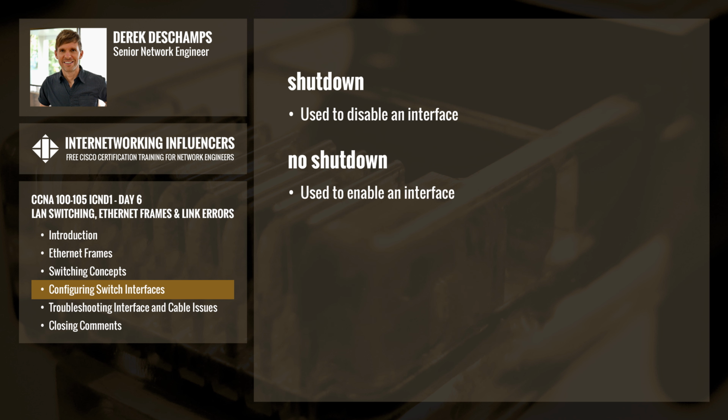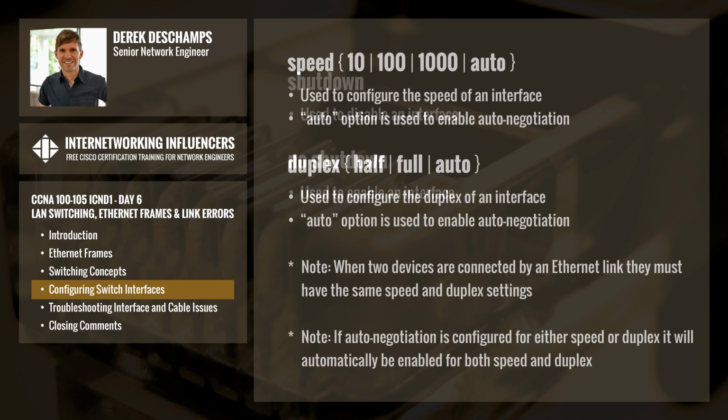The shutdown command is used to disable an interface. The no shutdown command is used to enable an interface. The speed command is used to configure the speed of an interface. The speed command with the auto option is used to enable auto negotiation. The duplex command is used to configure the duplex of an interface. The duplex command with the auto option is used to enable auto negotiation.